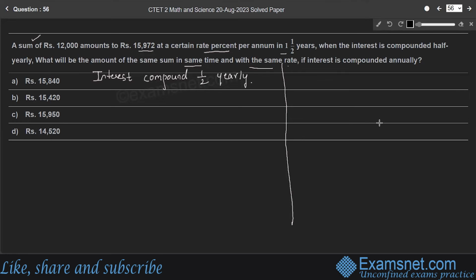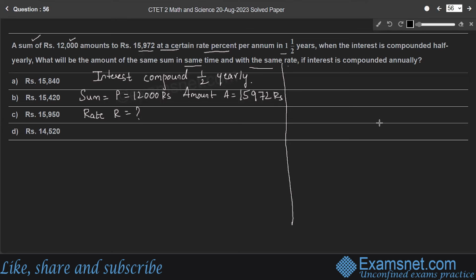right? So in which a sum of 12,000 rupees amounts to 15,972. Here sum P is equal to 12,000 rupees and amount A is 15,972 rupees, right? So amounts to 15,972 at a certain rate percent per annum. So what is the rate of interest here? We need to find, right?